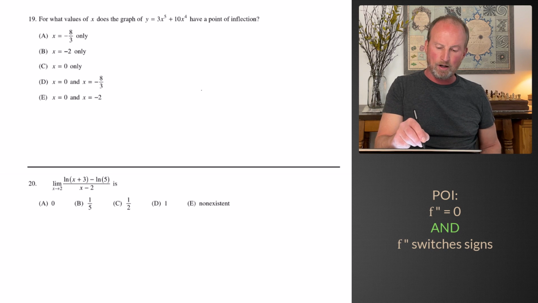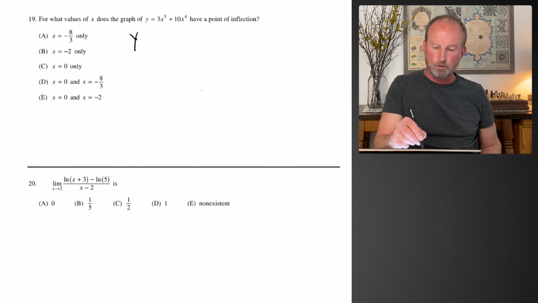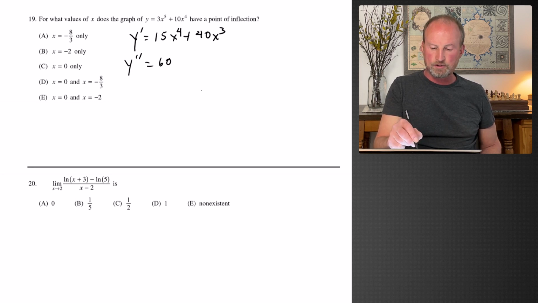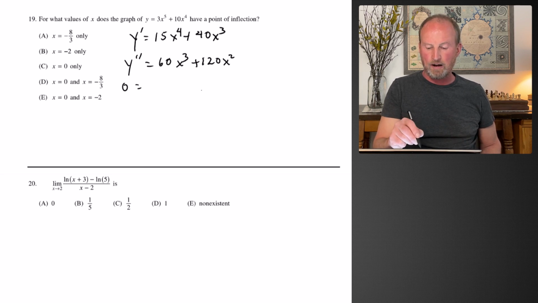Let's go. Y double prime is what I'm looking for. So y prime equals 15x to the 4th plus 40x to the 3rd. Y double prime equals 60x to the 3rd plus 120x squared. Set that equal to 0. I'm going to factor out a 60 and an x squared. What's left? I see an x in the first term and a 2 in the second term.